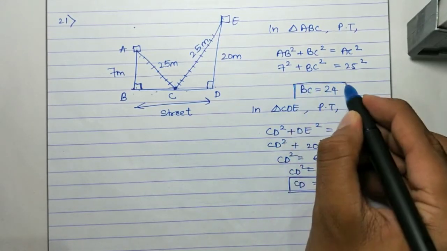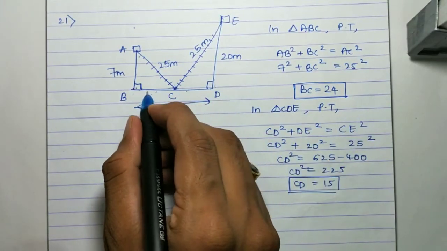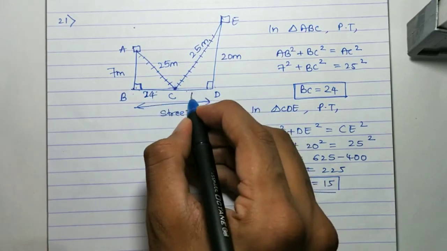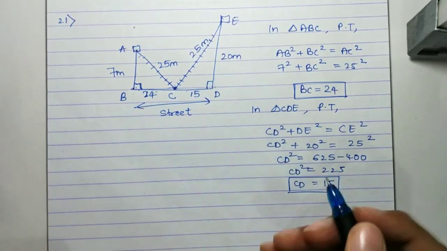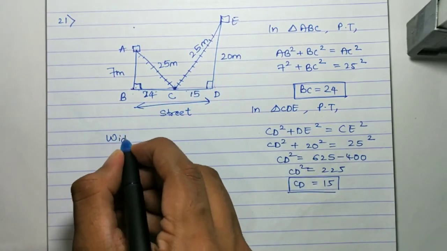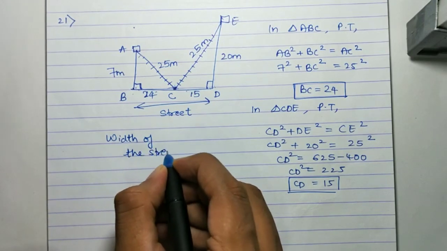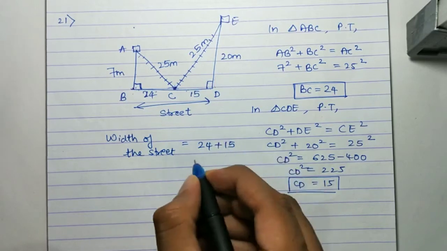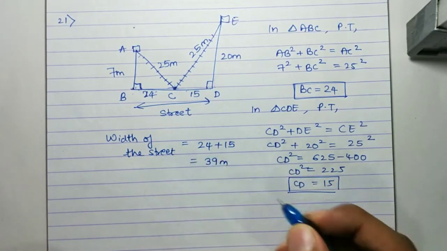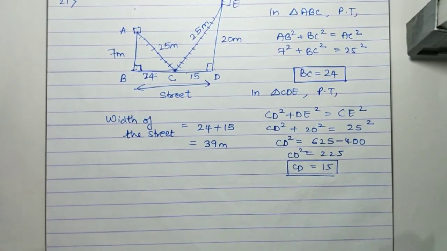And BC as 24. That means BC is 24 and CD is 15. So the total BD, the width of the street, is 24 plus 15, that is 39 meters. Understood?